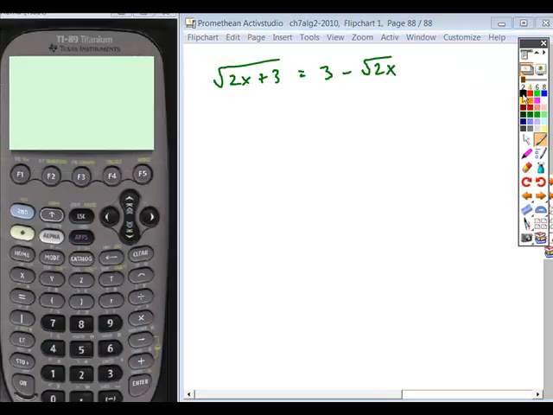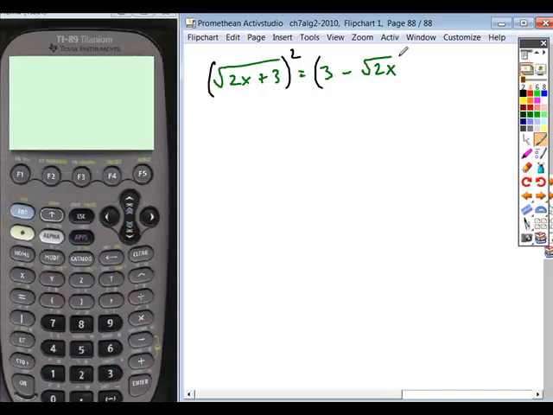Okay, I want you just to watch, and you can follow along if you want. But if you're ever in a class where they ask you to perform this type of solution, you need to get rid of your radicals. So what do we do to get rid of these radicals?